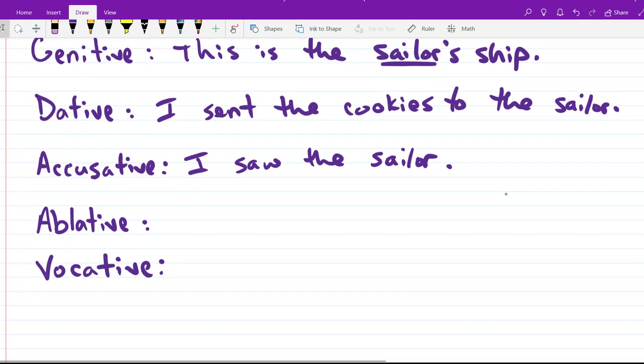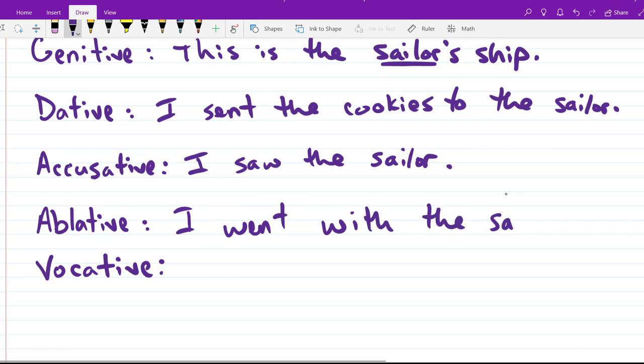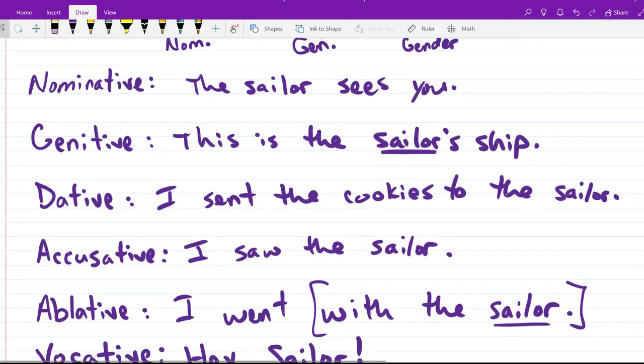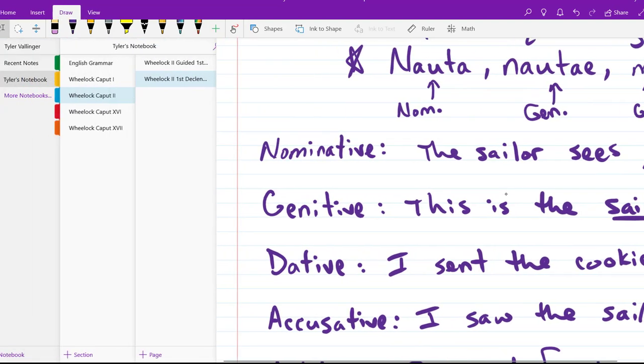Ablative, I could say something like, "I went with the sailor." Here, this is a prepositional phrase, so with the sailor, and sailor would be in the ablative case. And then vocative, the last one, we could just say, "Hey sailor." I don't know why I said it like that, but there you go. That would be an idea of you're directly calling out to this sailor. And so that's the vocative case. These are just some brief examples of what each one of these looks like in English before we see how they're used in Latin.